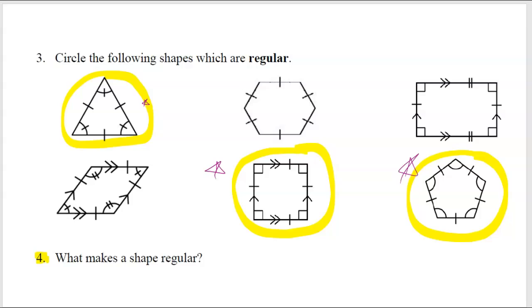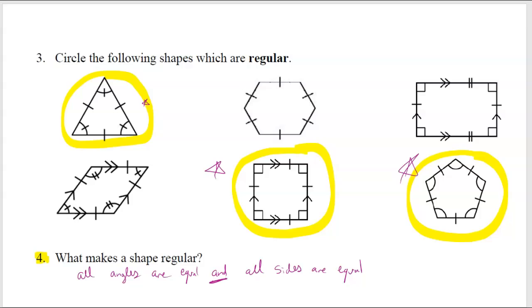So what makes a shape regular? All angles are equal and all sides are equal. So those are two very important details to make a shape regular.